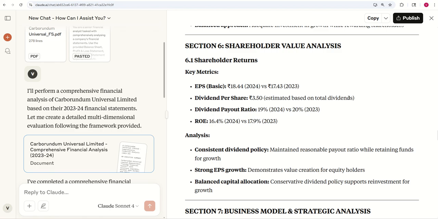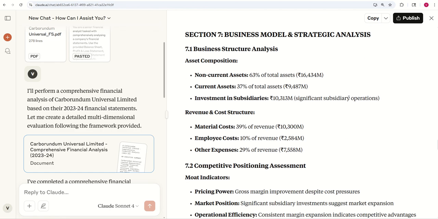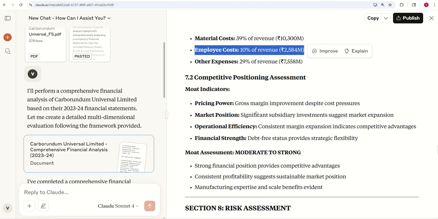Shareholder value analysis: what are the dividends they get, what is the EPS, and so on. Then in terms of cost structure, how much of it is material cost, how much is employee cost, and so on. It dissects the cost as well.